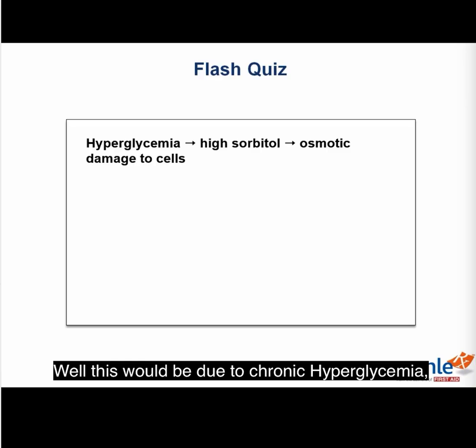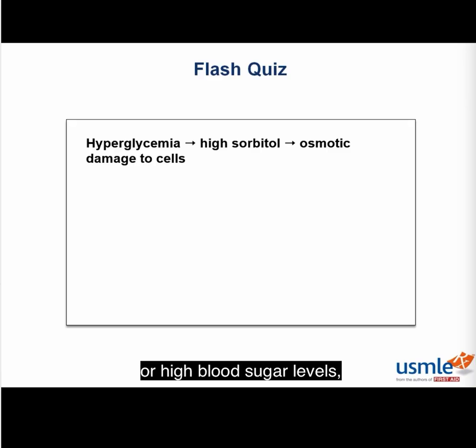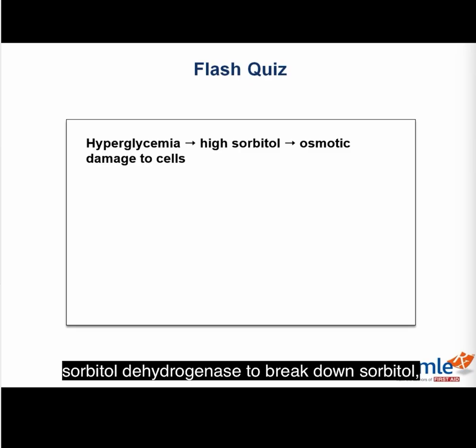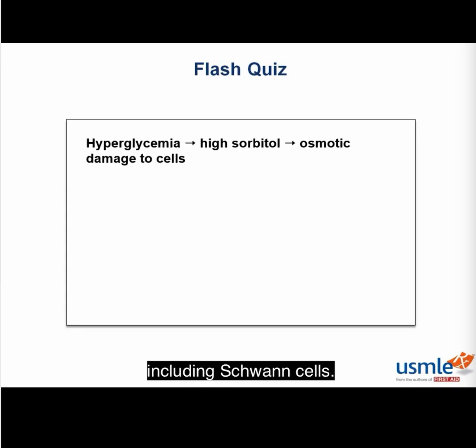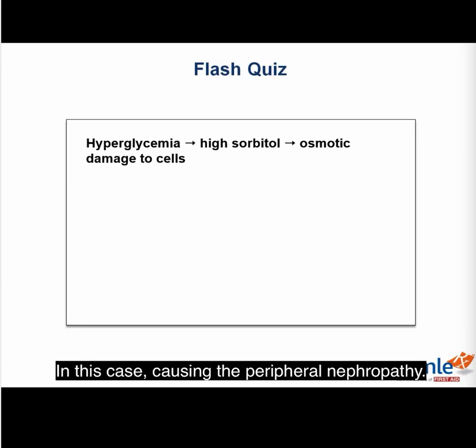Well, this would be due to chronic hyperglycemia, or high blood sugar levels, which cause sorbitol to accumulate, which causes osmotic damage in cells. This is most prominent in cells that lack sorbitol dehydrogenase to break down sorbitol, including Schwann cells, in this case causing the peripheral neuropathy.